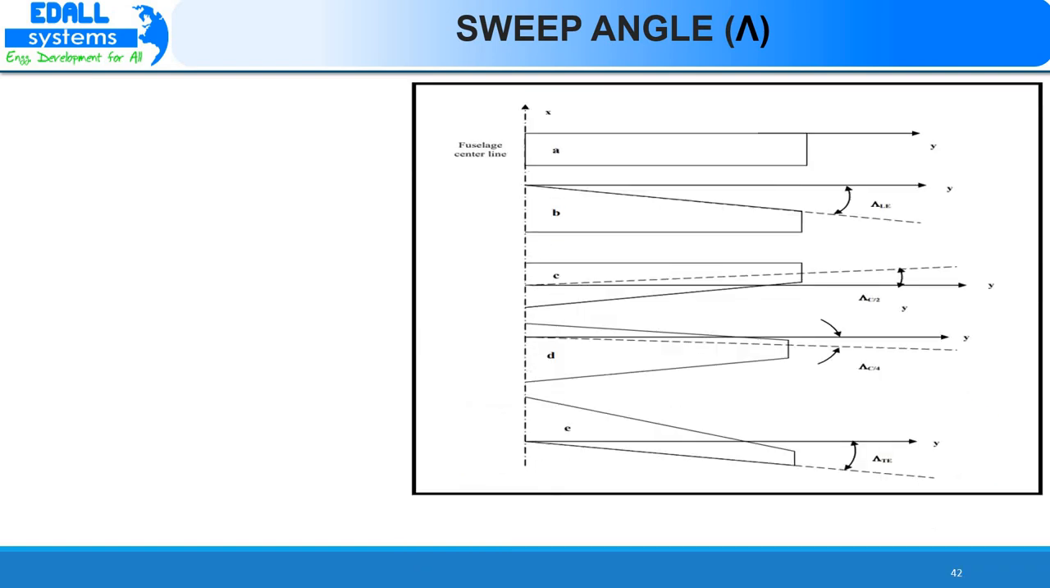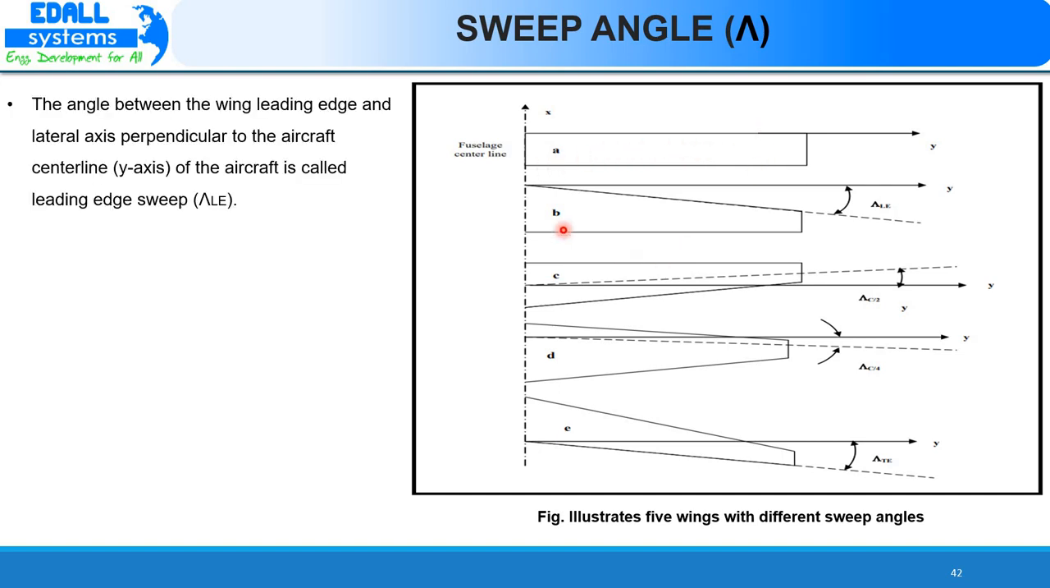Next parameter is sweep angle. The figure shows 5 wings with different sweep angles. In this figure, the dotted line is the fuselage center line and the y-axis is the lateral axis, which is perpendicular to the aircraft fuselage center line. For the A wing, there is no sweep angle. For the B wing, the angle between the leading edge of the wing and the y-axis is called leading edge sweep angle.